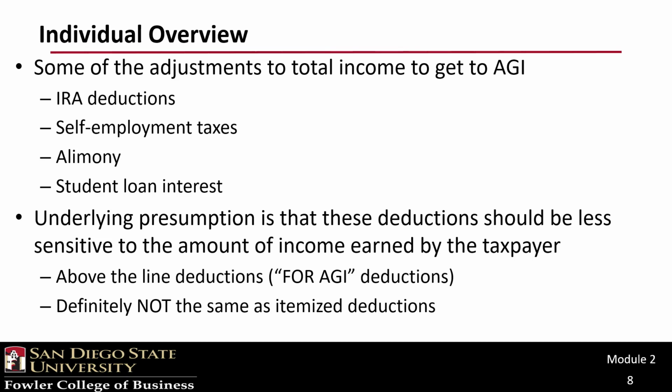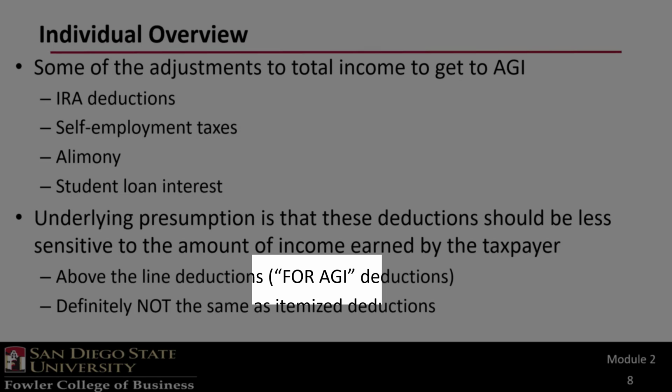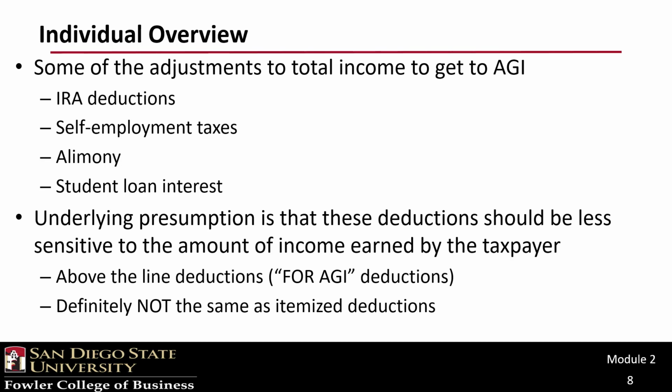AGI. These are called for AGI deductions, or sometimes referred to as above the line, AGI being the so-called line. These include a deduction for contributions to an individual retirement account, 1/2 of self-employment taxes, a deduction for alimony, which, by the way, was repealed for new divorces after 2018, and student loan interest. These are for AGI deductions because in theory, but not always in practice, these are not thought to be sensitive to the level of income, that is, the ability to pay.